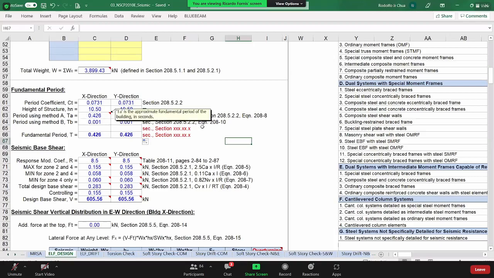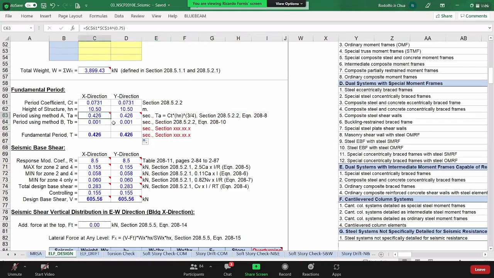So the equation for the fundamental period, the simplified computation of the fundamental period of the building is kaning equation. That's according to equation 208-8 of NSCP. So the fundamental period in terms of seconds is calculated as CT. This is the period coefficient na atong na-determine as 0.0731. And then you multiply that with the height of the structure na 10.5. And then the height of the structure is raised to the power of 3/4 or 0.75.